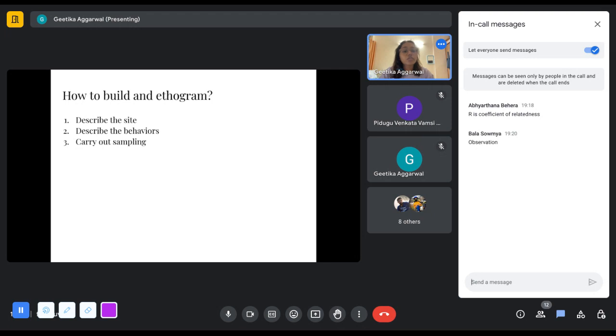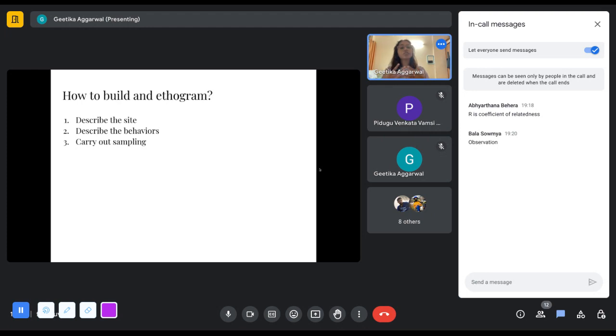It could be feeding. So all of these different behaviors, you can define them and you can write down the description. Standing on all four legs, you call this behavior just standing. Walking, if it's moving. Feeding, if it's actually feeding on something. Scratching, if it is scratching itself with its leg, or if it is biting itself. All of these things, so you basically describe the behavior and you name it, you give it some name, and then you carry out the sampling.